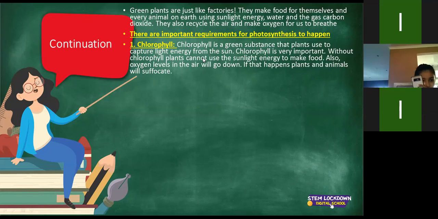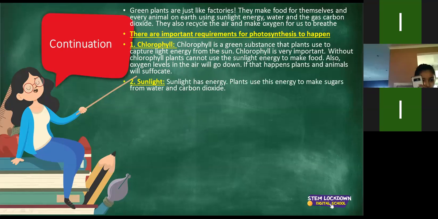All right, so chlorophyll is a green substance that plants use to capture light energy from the sun. Chlorophyll is very important. Without chlorophyll, plants cannot use the sunlight energy to make food. Also, oxygen levels in the air will go down. If that happens, plants and animals will suffocate. So now we know the first requirement is chlorophyll. Remember this, because I will ask you towards the end of the lesson what the requirements for photosynthesis are. The first one is chlorophyll.